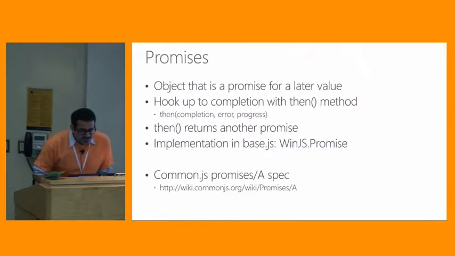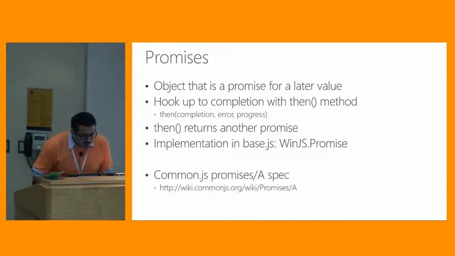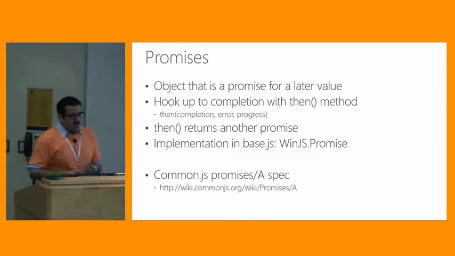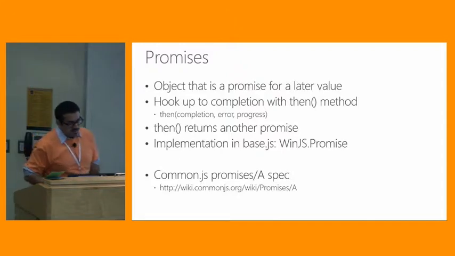So promises, like I mentioned earlier, is a promise for a later value. You can hook up to the completion event with the then method, which is essentially your callback, and then returns that promise. And what you can do with this is also chain your promises. So you can have asynchronous operations being fired serially. So I can keep doing then this, and that works really well as well.